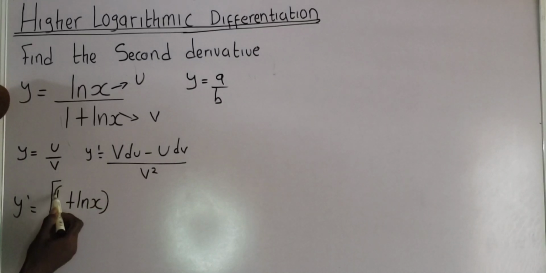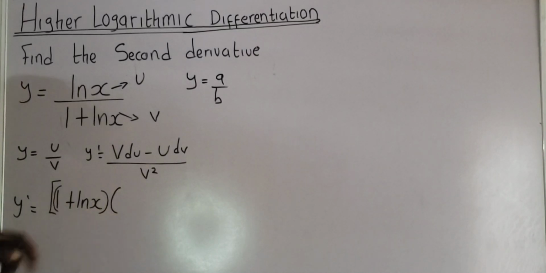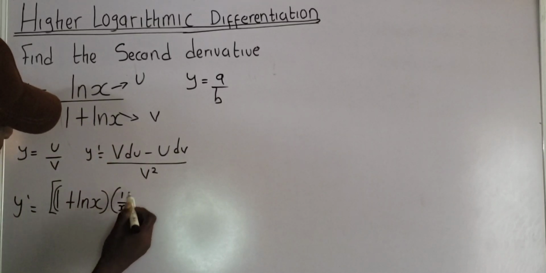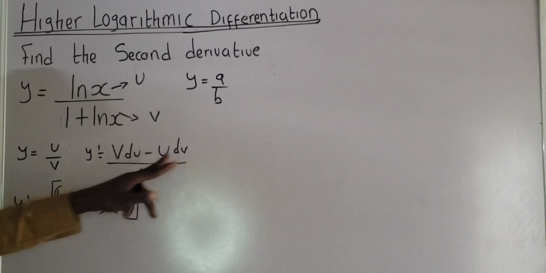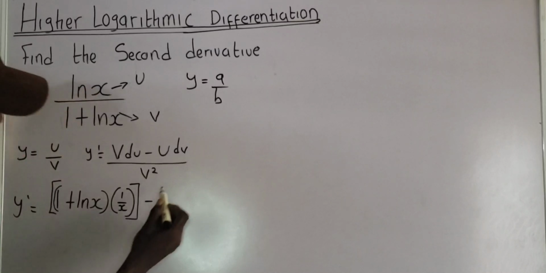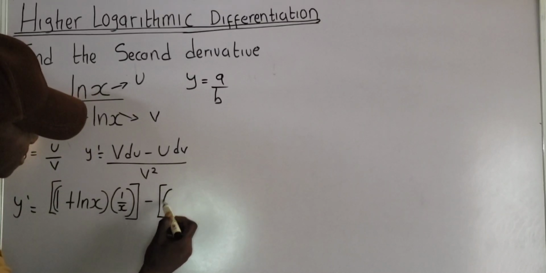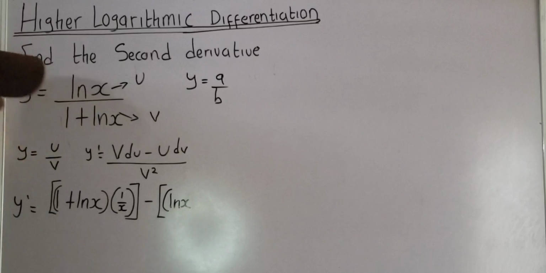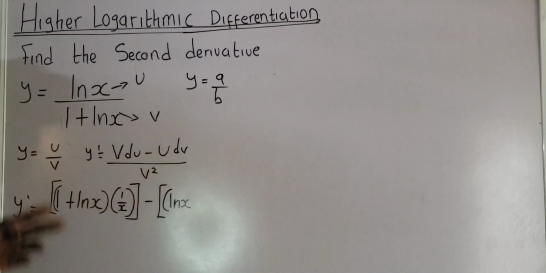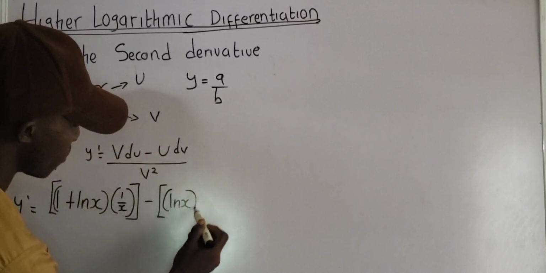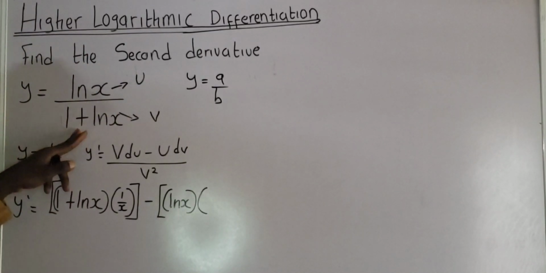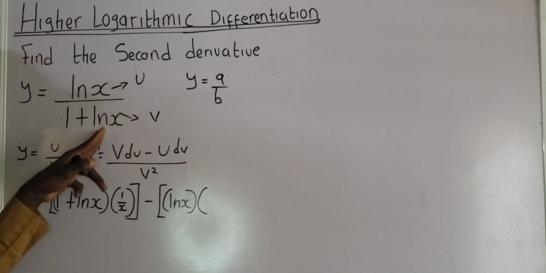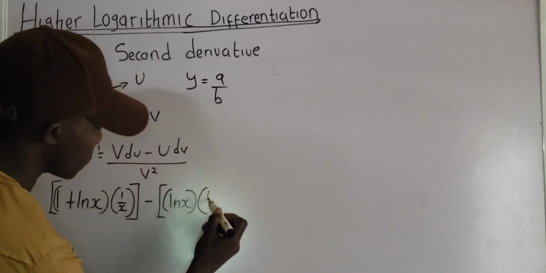Let me put this in brackets, multiplied by the derivative of u. If you differentiate ln x, you are going to get 1 over x, minus u. U is ln x. Let me add another bracket: ln x multiplied by the derivative of v. If you differentiate 1 plus ln x, okay, let's take it one by one. Differentiate 1, you are going to get 0, so this is gone. Differentiate ln x, you are going to get 1 over x. So I'm going to have 1 over x here.